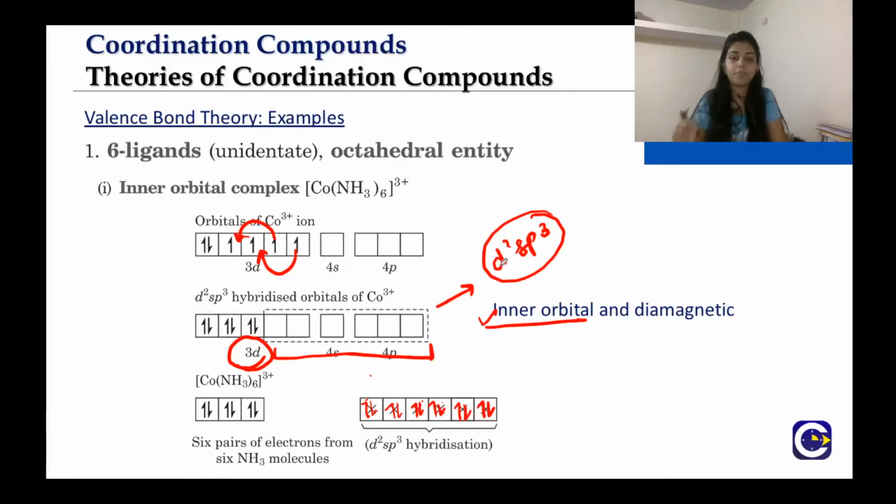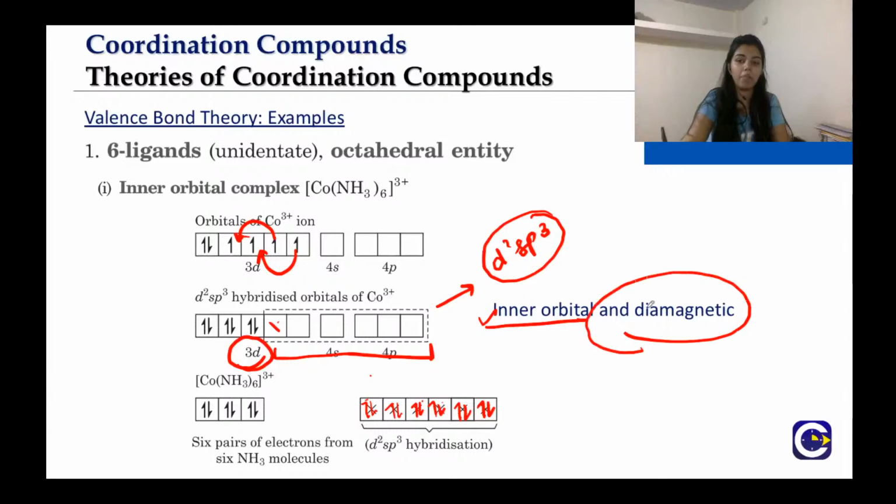Okay, good. So now we can identify whether the complex is diamagnetic or paramagnetic based upon the number of unpaired electrons. Here you can see that 2 electrons are filled here. Here also the electrons are paired, and here also the electrons are paired. So this complex is a diamagnetic complex, because all electrons are paired.